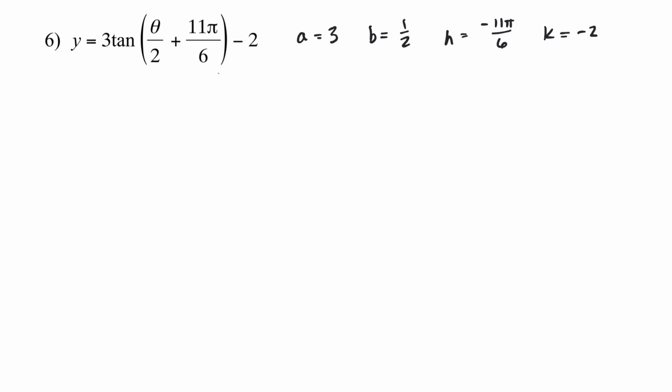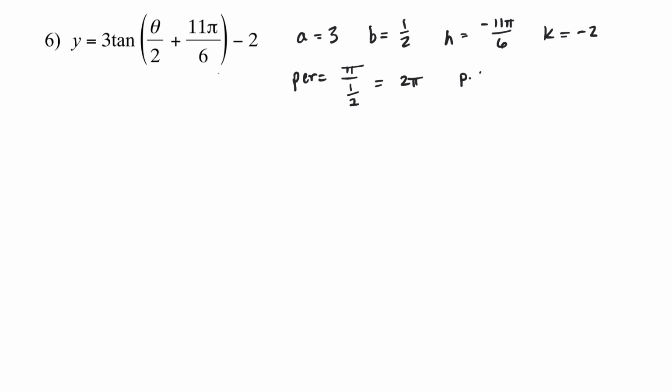All right, so the first thing we're going to do is write down our period. I'm always going to write this out just in case I do something wrong in the graph. I can at least get some points. So pi divided by 1/2 is going to be 2 pi.